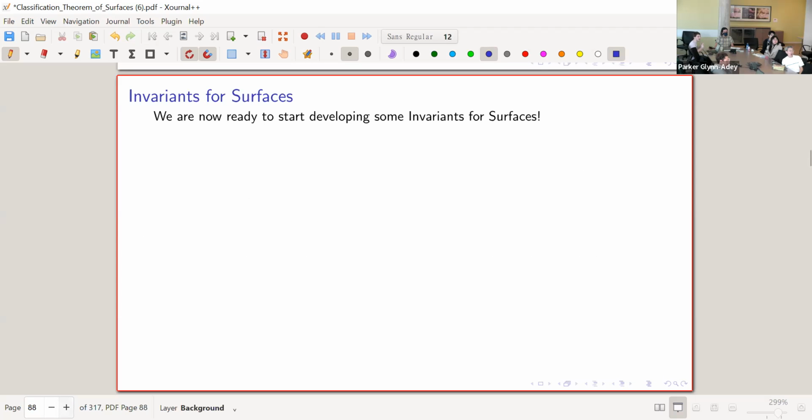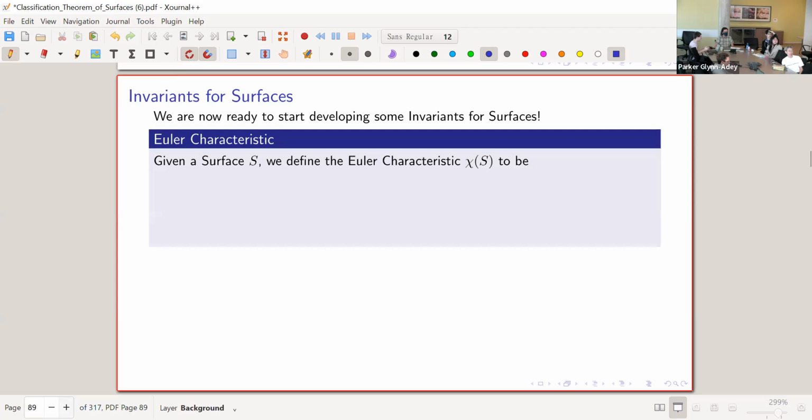Okay, so now we're ready to start developing some invariants for surfaces. So here's the Euler characteristic. Given a surface S, we define the Euler characteristic to be the number of vertices minus the number of edges plus the number of faces in a triangulation of that surface.